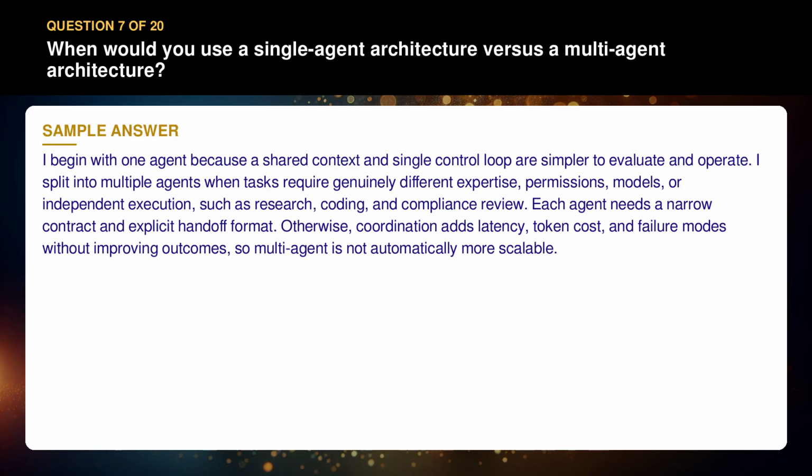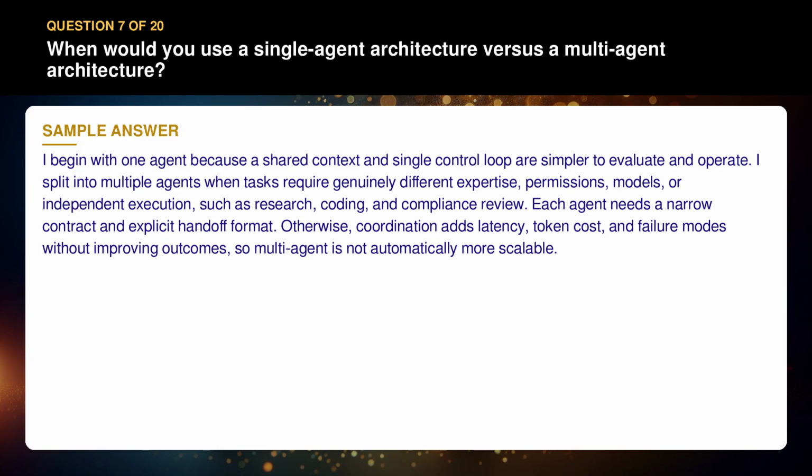I begin with one agent because a shared context and single control loop are simpler to evaluate and operate. I split into multiple agents when tasks require genuinely different expertise, permissions, models, or independent execution, such as research, coding, and compliance review.